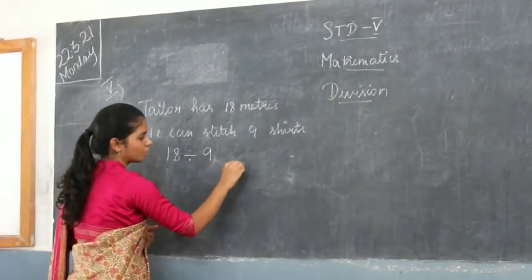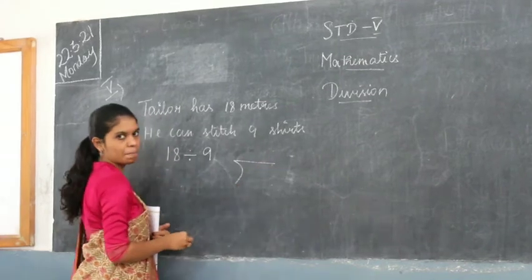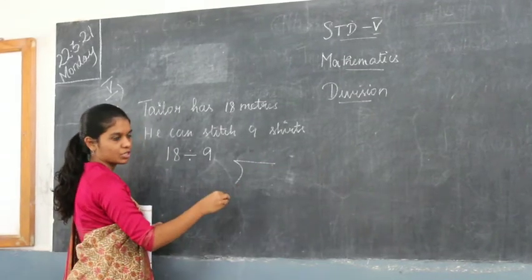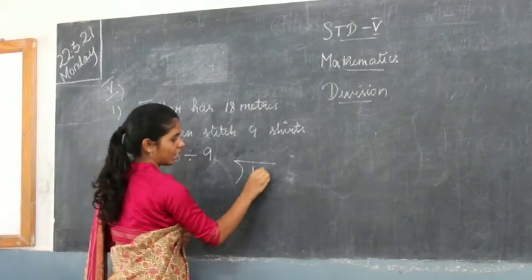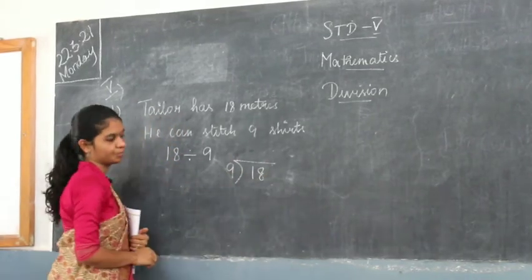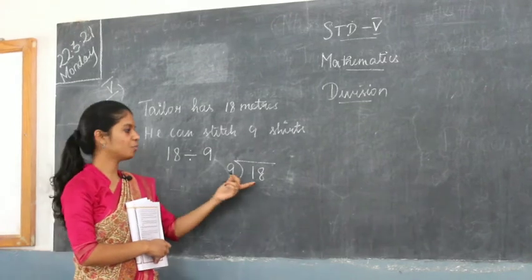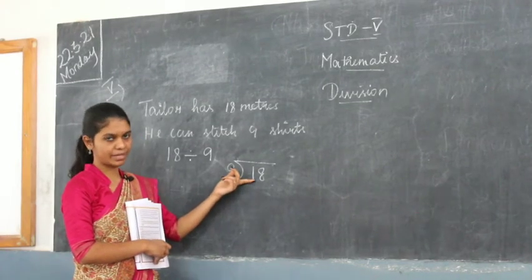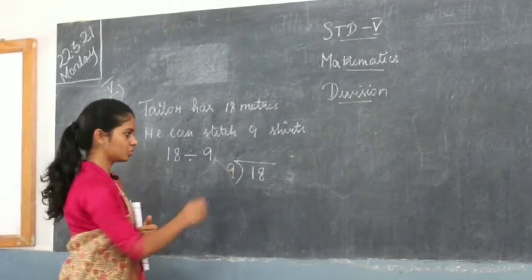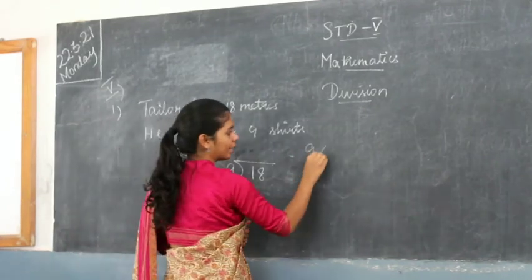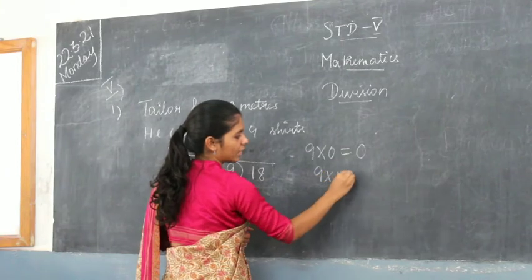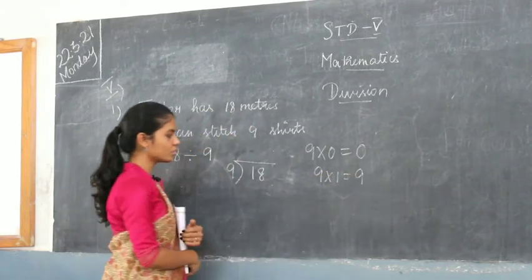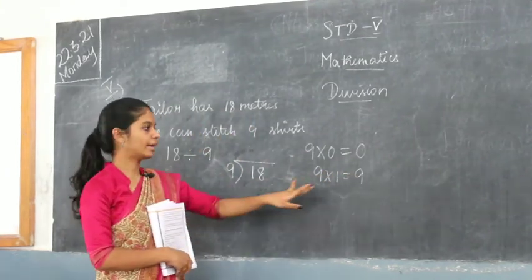So what you should do? You should first put the table for the division and write the dividend, which is 18, inside and 9 outside. Now which is the highest place value? Tens. In the tens place you have 1. So you should start telling the 9 table. 9 into 0 is equal to 0. 9 ones are 9. So see, here you have 1 and here you have 9.